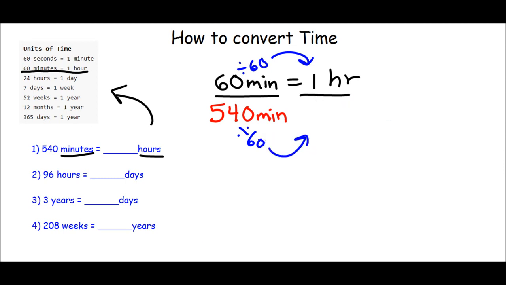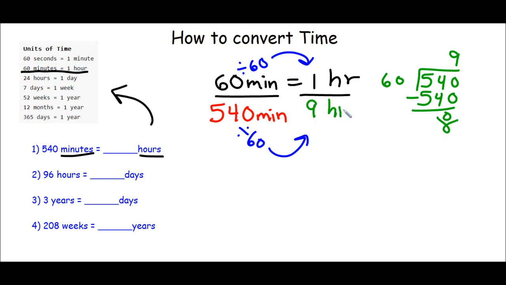Let's go ahead and do that math on the side. So we have 540 divided by 60. I know that 6 goes into 54 9 times, so 60 is going to go into 540 9 times as well. So 9 times 60 is going to give me 540. We subtract, we're done. That means that there are 9 hours in 540 minutes. So let's write that over here, 9.